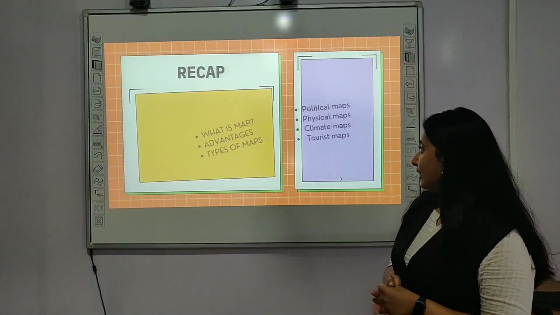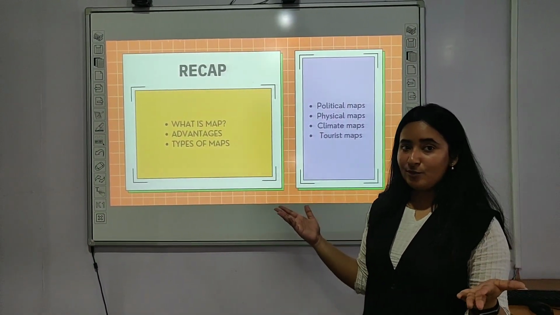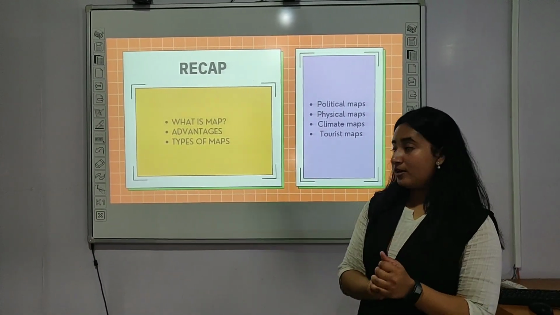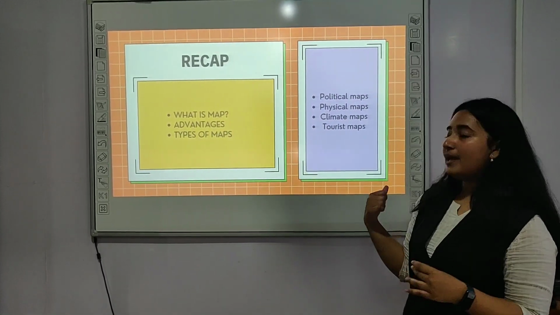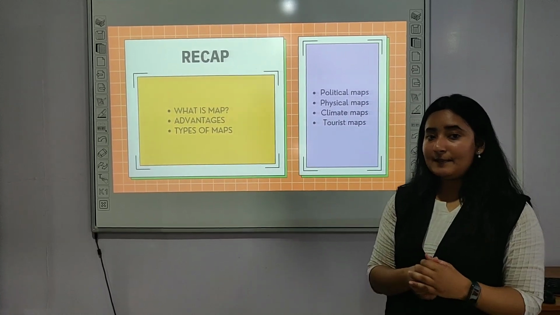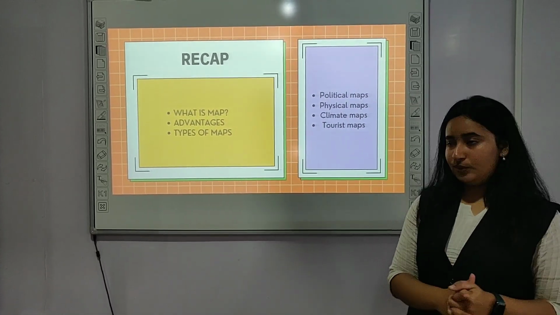So here's a recap of what we did. We learned about what a map is, the advantages of a map, and the types of maps. The types of maps include political map, physical map, climate map and tourist map.